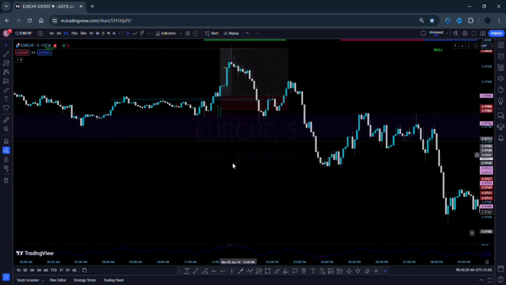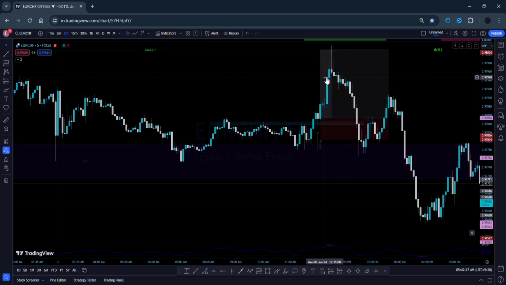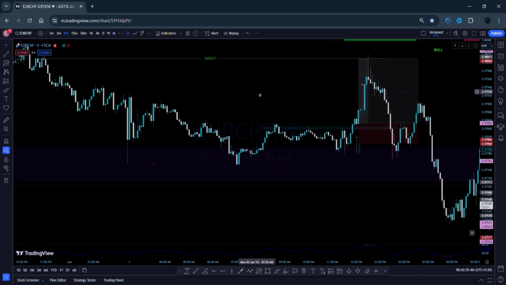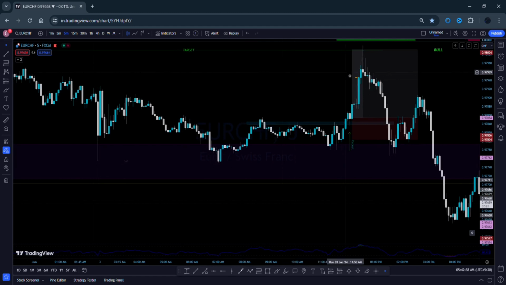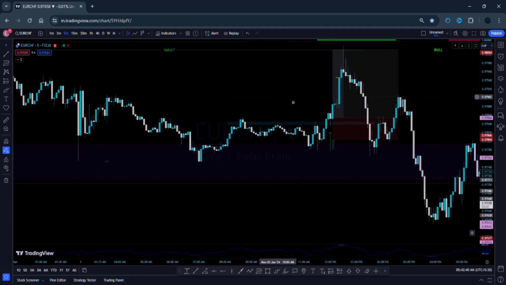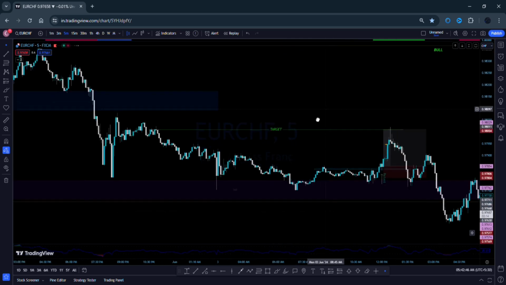It did hit my TP, as you can see, but I closed my trade around this area, exactly here. I was kind of messed up. I'm having this exit problem, guys. I'm exiting quickly and missing the full TP. Something is going on with my head.